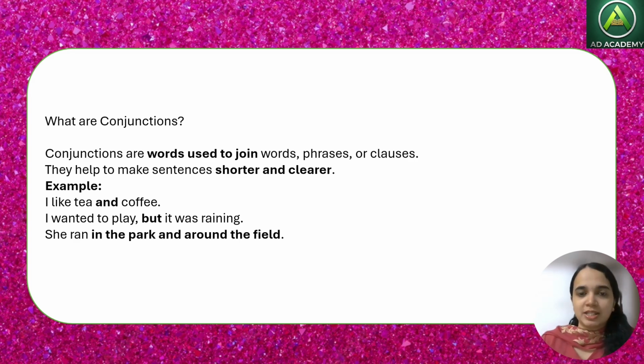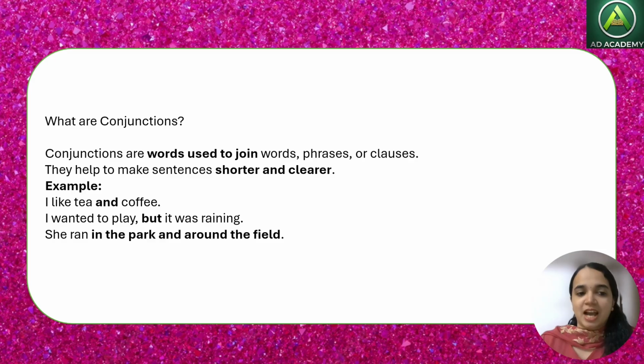Here you can see the example sentences. I like tea and coffee. Could you please identify which is the conjunction here in the sentence? It is "and". I wanted to play, but it was raining. She ran in the park and around the field. In the definition, it is given that conjunctions are words used to join words, phrases, or clauses. Words we know. The first sentence itself suggests: I like tea and coffee. Here, the conjunction "and" connects the two words tea and coffee.